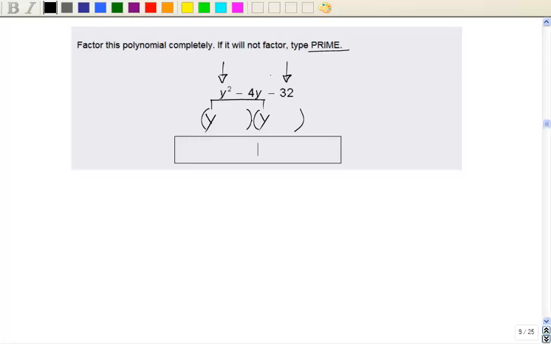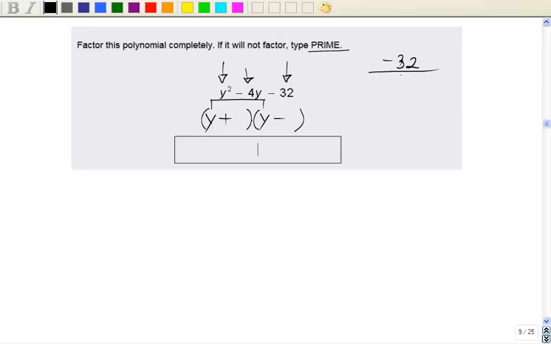Now I'm looking at my last term in the given trinomial, and that's a negative one. Because it's a negative one, it tells me that I will have a plus and a minus operation in my two binomials. And what else? Because the product of my last two terms here is negative 32, I'm looking for factors of negative 32 that will add up to negative 4.